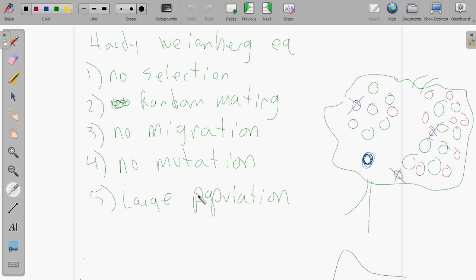But this does not exist in nature. There is selection. Some organisms are better prey than others. There is mating preferences. Many animals have mating rituals to show off, hey, I'm the one you should mate with. There is migration into and out of populations. There is mutations. All right. Most mutations don't do anything, good or bad, but they do occur.